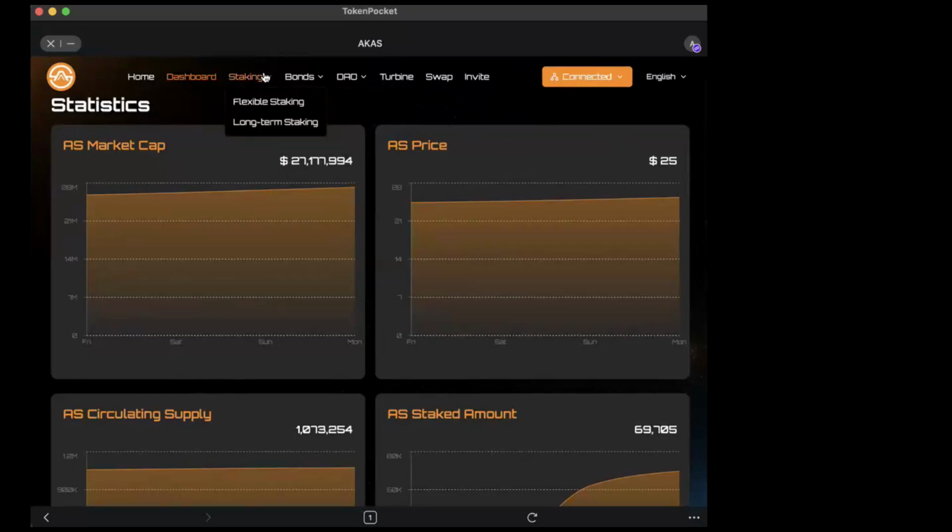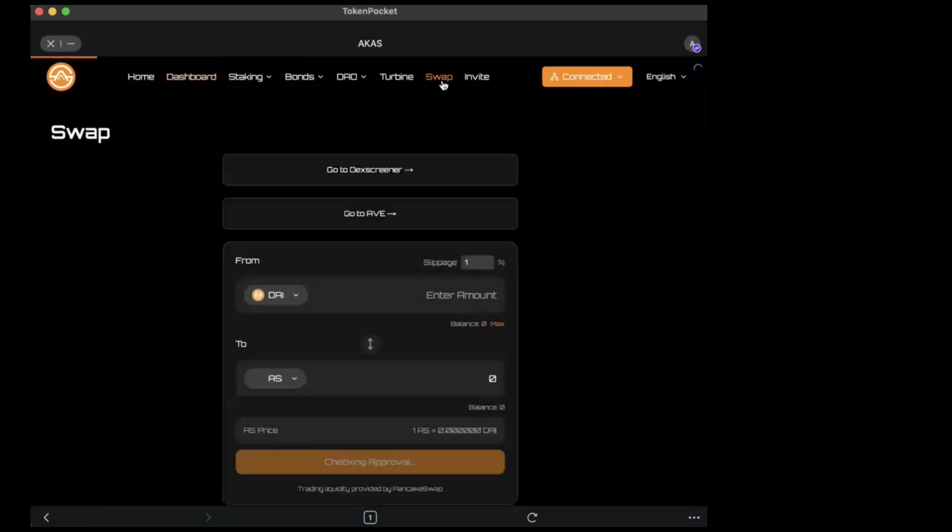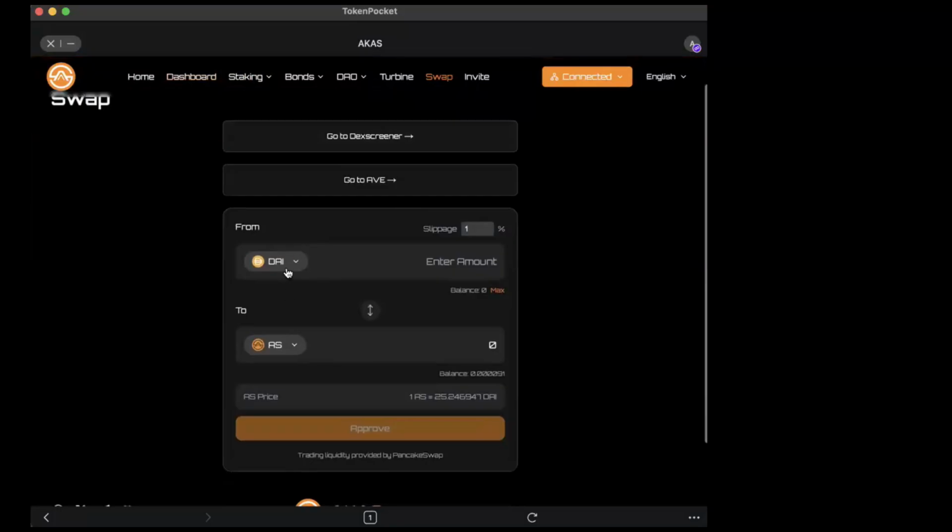The most important thing will be the flexible staking and the long-term staking. Whoever joins AKAS has to buy flexi or long-term staking. Before we stake, you will see the swap over here. Click on the swap and you can choose from DAI to AS. It is linked to trading liquidity provided by PancakeSwap.